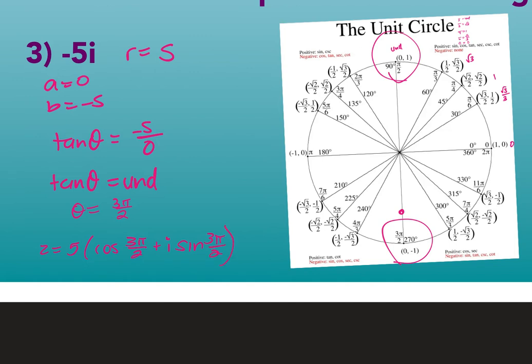Wait a minute, how do you know which one to pick? Where it's graphed, where 0, -5i would be. Oh. Yeah.